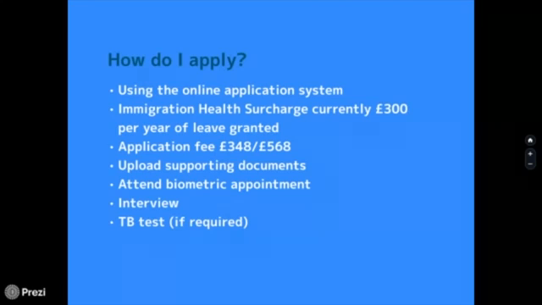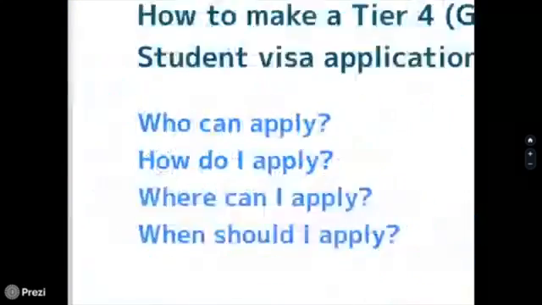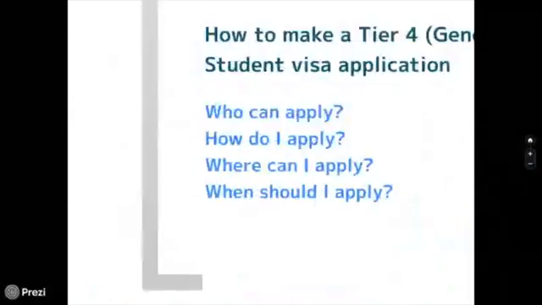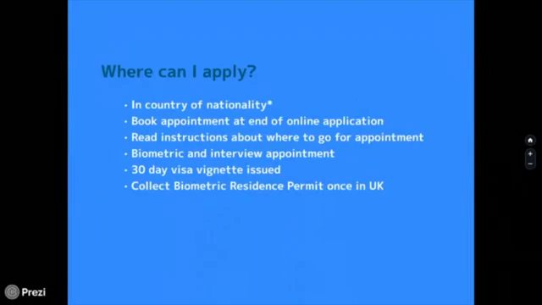And then, depending on what country you're from, you may be required to provide a TB test as well. And there's a list of those countries on the gov.uk website that you can quite easily find. And once you've done that, the next question is, where can you apply for this visa? So normally the expectation would be that you apply in your country of nationality.